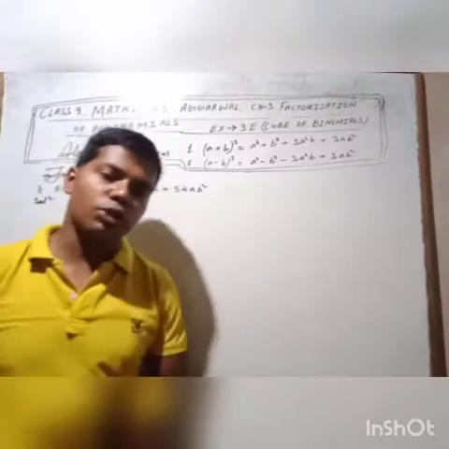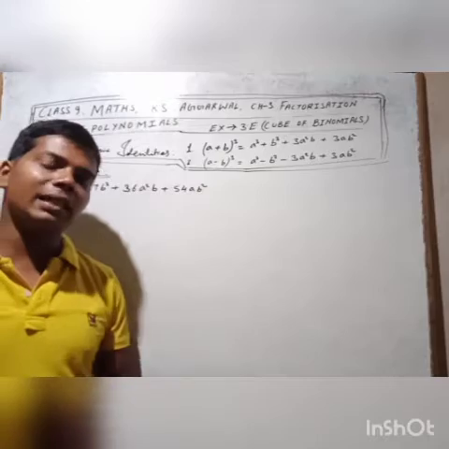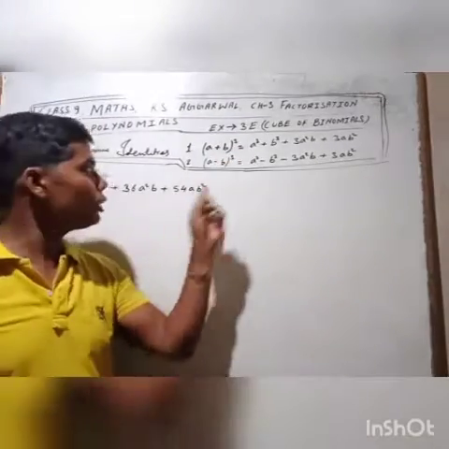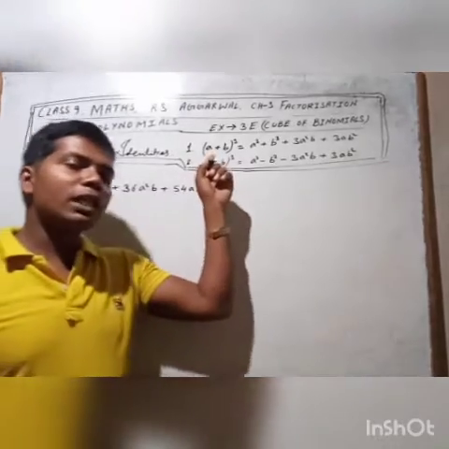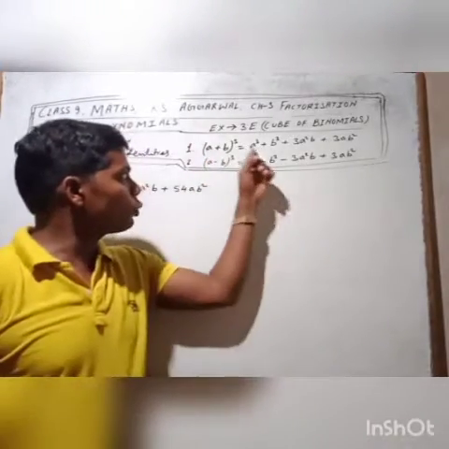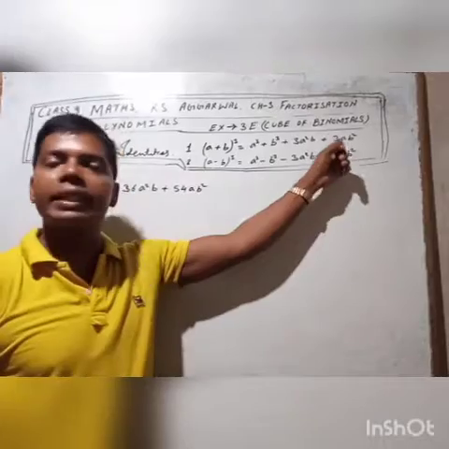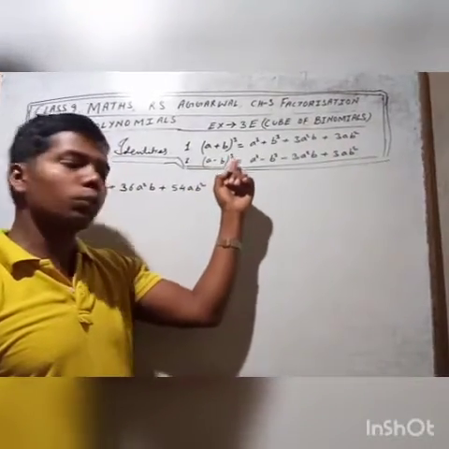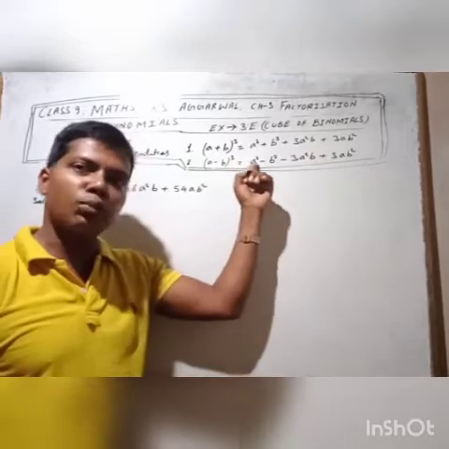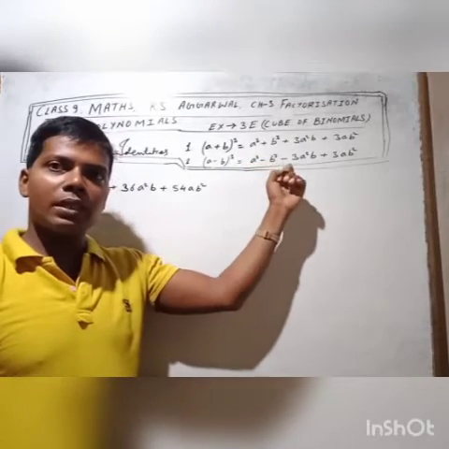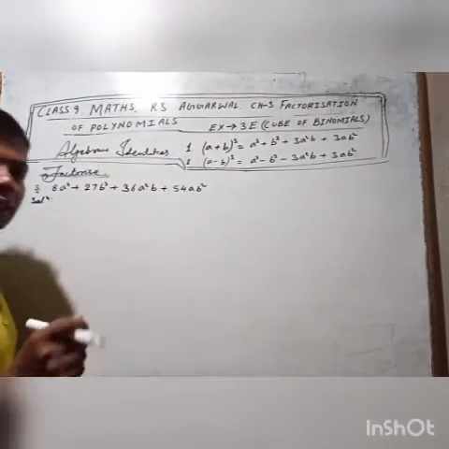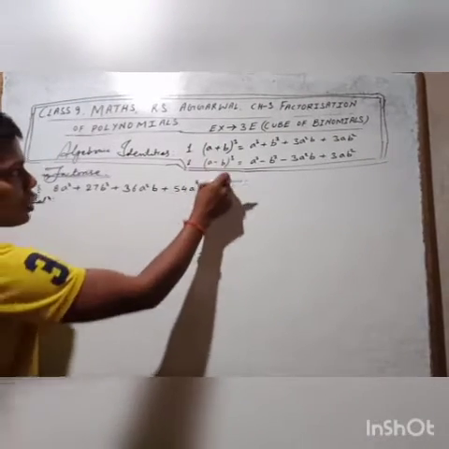Now we have to solve question number 3, in which we have to factorize the given polynomial by using only any one of these two identities. We know identity 1, (a plus b) whole cube, is also equal to a cube plus b cube plus 3a square b plus 3ab square. And the second identity, (a minus b) whole cube, can be written as a cube minus b cube minus 3a square b plus 3ab square. In question number 3, we have to factorize by using any one of these two identities.